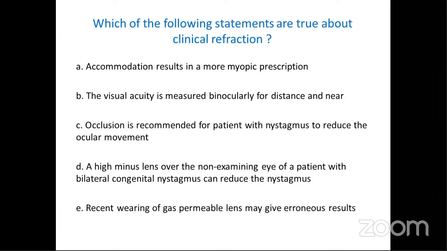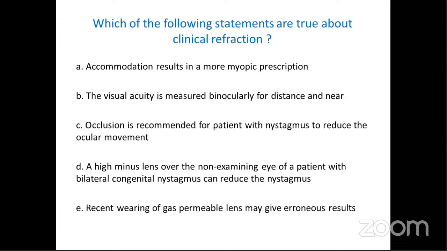Look at the option. A high minus lens over the non-examining eye of the patient. It's written like that. If this is wrong, then the answer will be the opposite: a high plus lens. So when you are occluding the other eye, you have to use a high plus lens. You can use +5, +6 like that. You have to relax the accommodation in that eye.